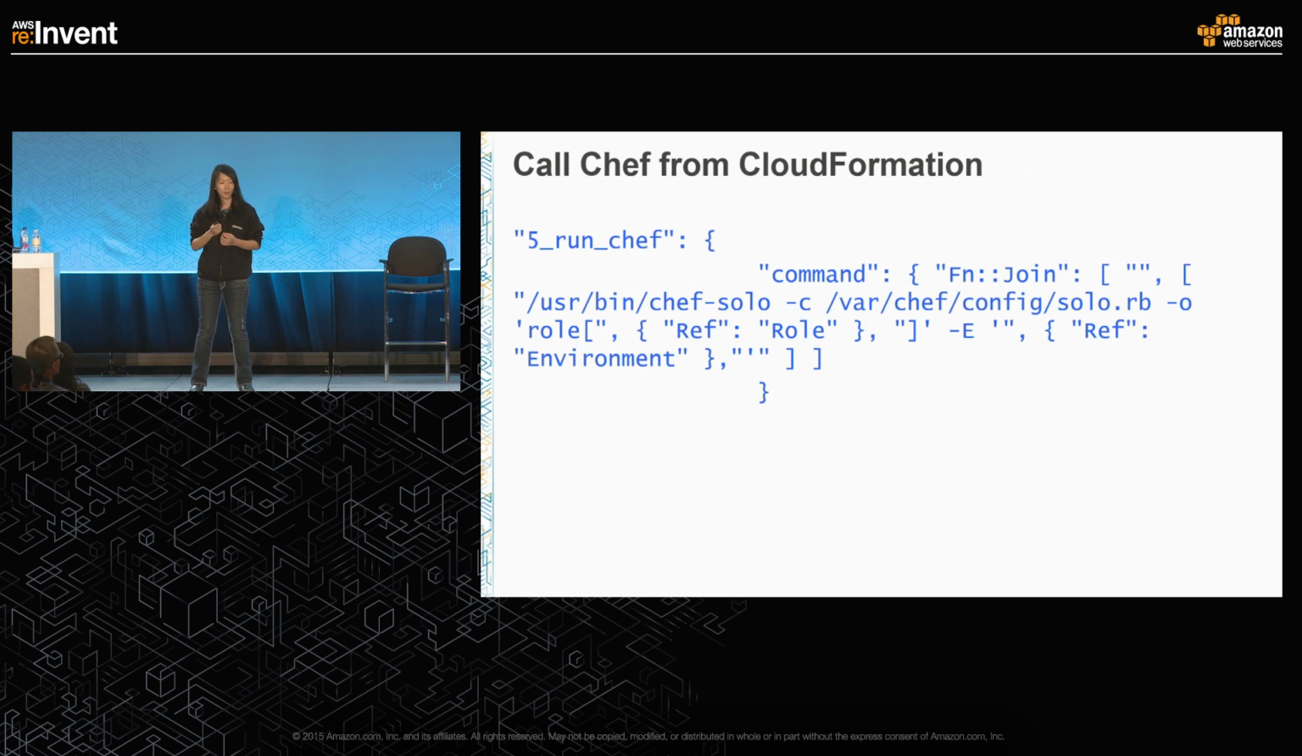So this is the code to call Chef from CloudFormation. So you can see we're executing Chef solo, and then we execute the role. It's referencing the Wiremock role I just talked about. And then we're passing environment-specific variables so that this piece of code can be reused for different environments and also different teams.